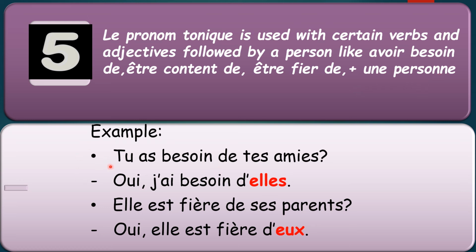For example, tu as besoin de tes amis. You have a need of your friends. Besoin de means to have a need of. If a human being is there, we can replace it with a pronom tonique. Oui, j'ai besoin d'elles. I have used elles here because they are feminine plural friends. Yes, I have a need of them.